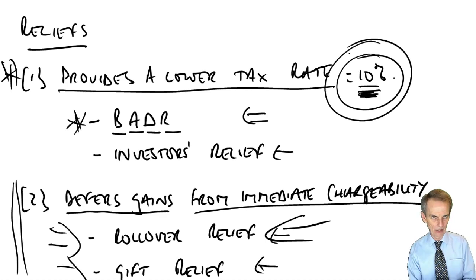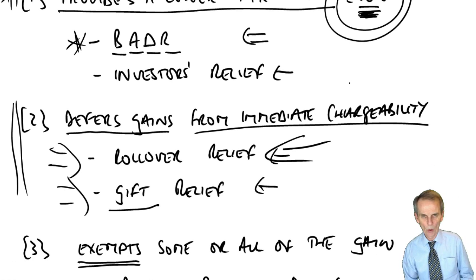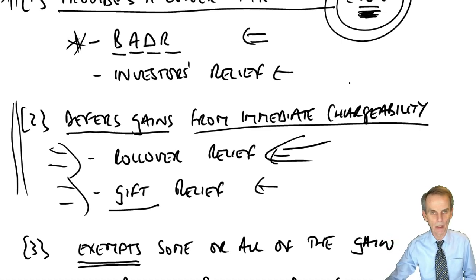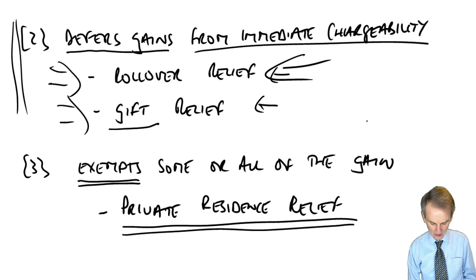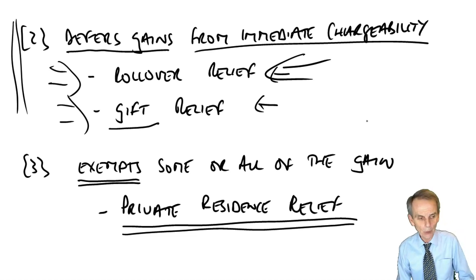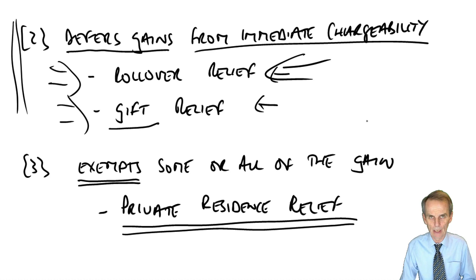What's the basic premise of what this relief does? What type of relief is it? Is it one, as with our first two, that reduces the tax rate? We get this 10% instead of what would presumably have been a 20% CGT rate. Does it defer the gain from immediate chargeability to a future point in time, and maybe even change the responsibility for the tax on such a gain away from the donor to the donee, i.e. gift relief applies?